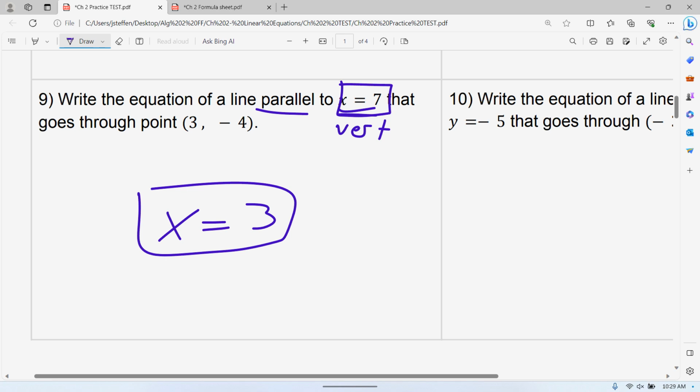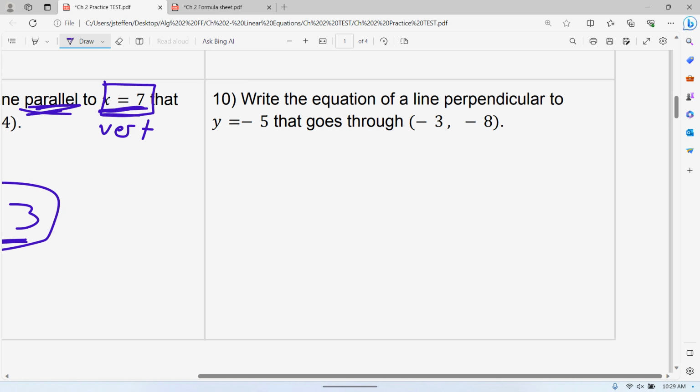If it's parallel, if x is equal to, we need x is equal to for our answer. If it's perpendicular, then it's the other one. If we have y is equal to, we need x is equal to. But again, the other way to think about it, this is a horizontal line. So if you are perpendicular to a horizontal line, you are a vertical line. So that's why x is equal to -3.